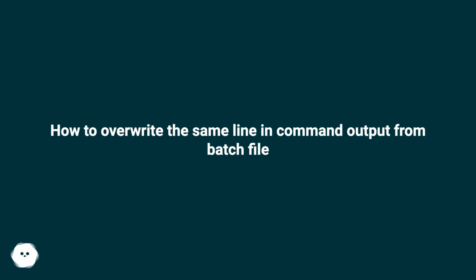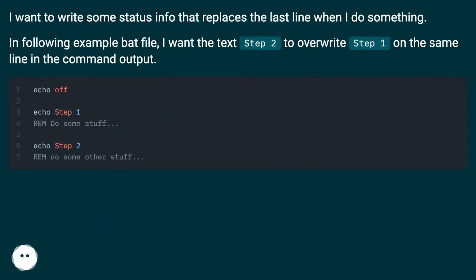How to overwrite the same line in command output from a batch file. I want to write some status info that replaces the last line when I do something. In the following example bat file, I want the text "step 2" to overwrite "step 1" on the same line in the command output.